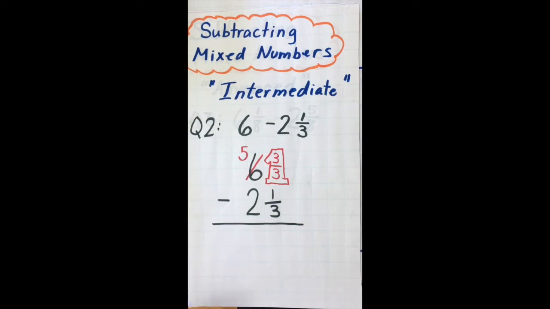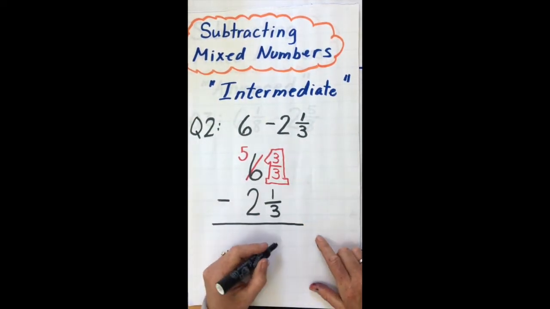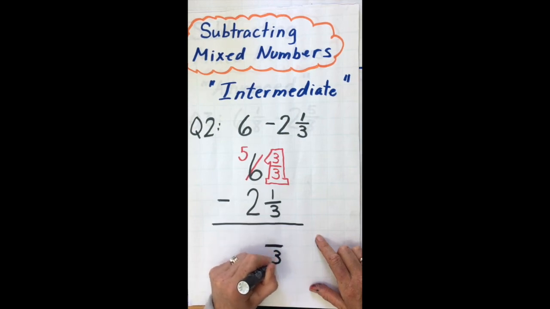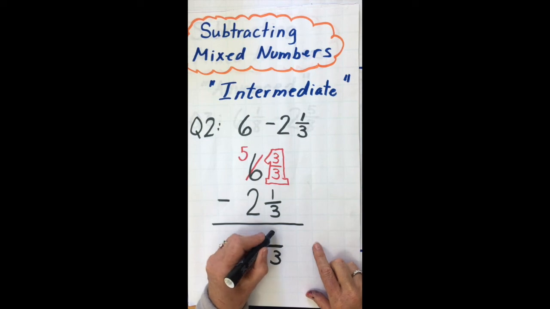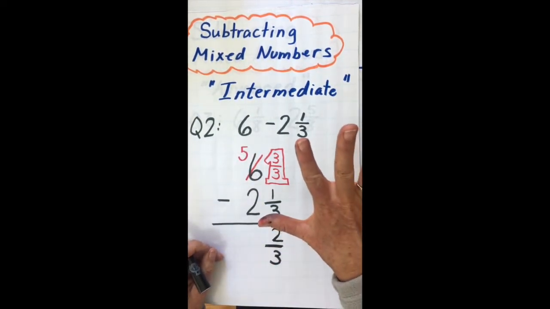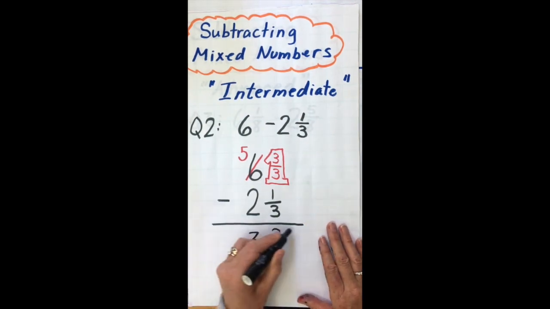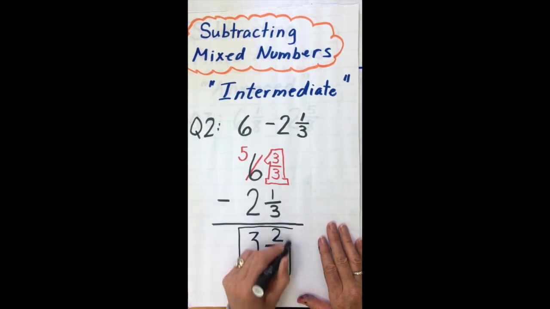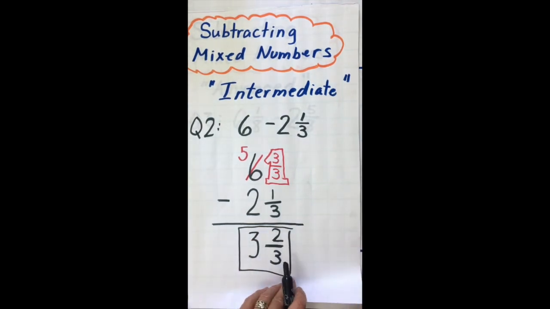Now it's easy. Adding and subtracting is plain to see. You match the bottoms perfectly. And then I have 3 take away 1 is 2. Yay, I'm done with that. Now I go to the whole number. 5 take away 2 is 3. So that was an intermediate problem. Okay, and now let's go to the advanced problem.